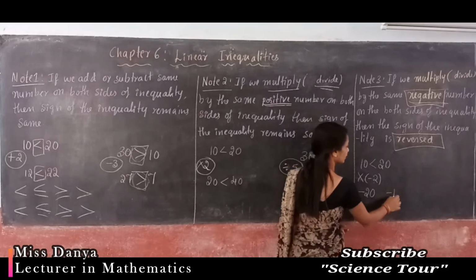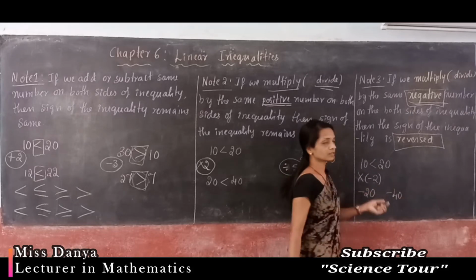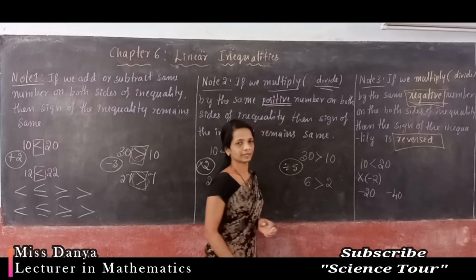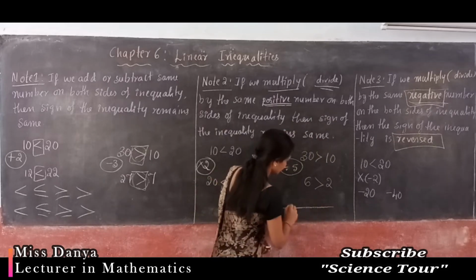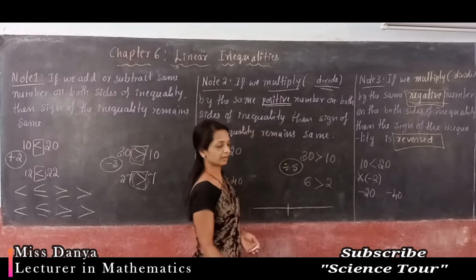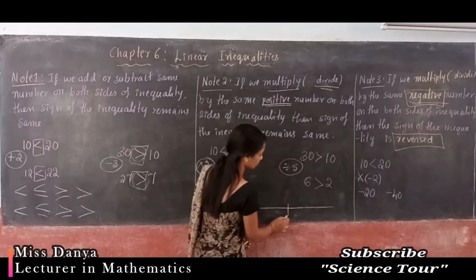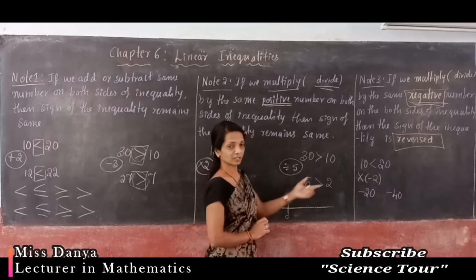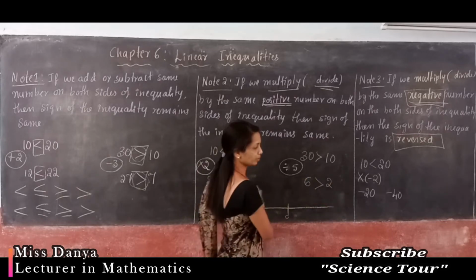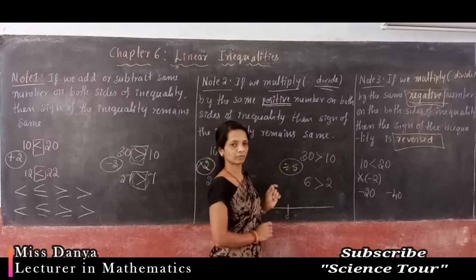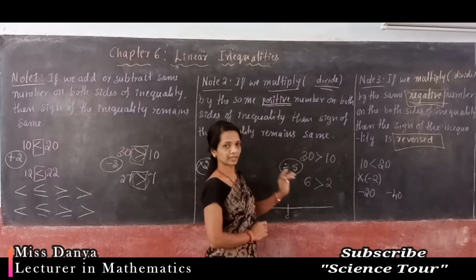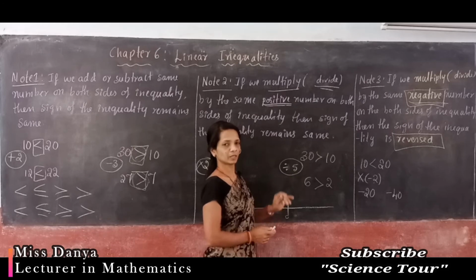That is minus 40. Which is smaller, and which is greater? Now both are negative numbers. How do we see which is smaller and which is bigger? On the number line, from the left side, which number do you get first? That will be the smaller number, and the next number will be the bigger number.